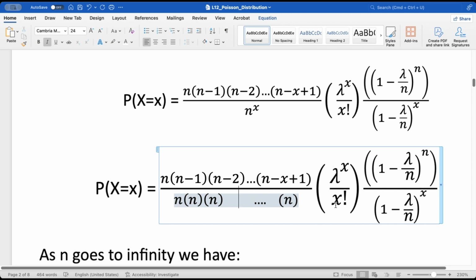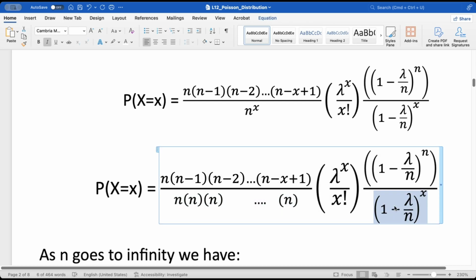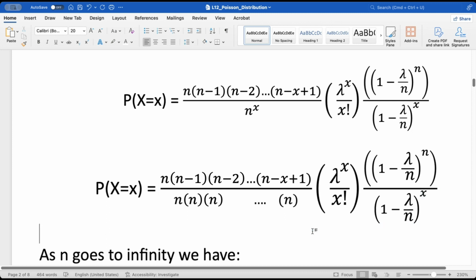The second piece here is not affected by n. And then the last fraction, again, a little bit tricky here. Notice we have a little bit different situation. In the numerator, the exponent is n. Denominator exponent is x. n is going to infinity, but x is a constant exponent. When you have a constant exponent, we can do the inside first. 1 minus a constant over infinity goes to 0. This is 1 to a fixed x power, so the denominator goes to 1.